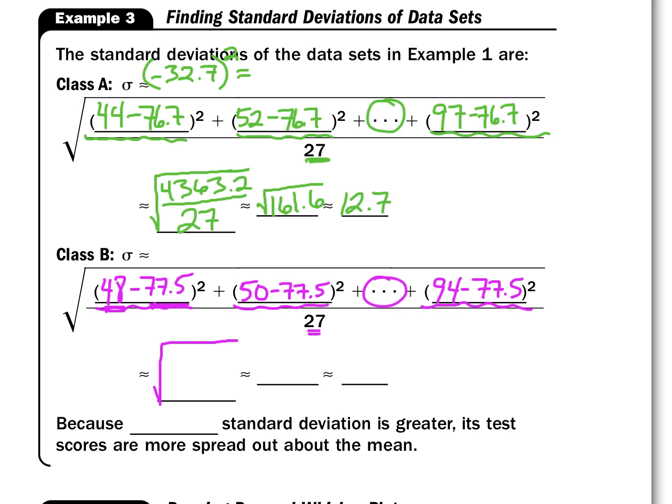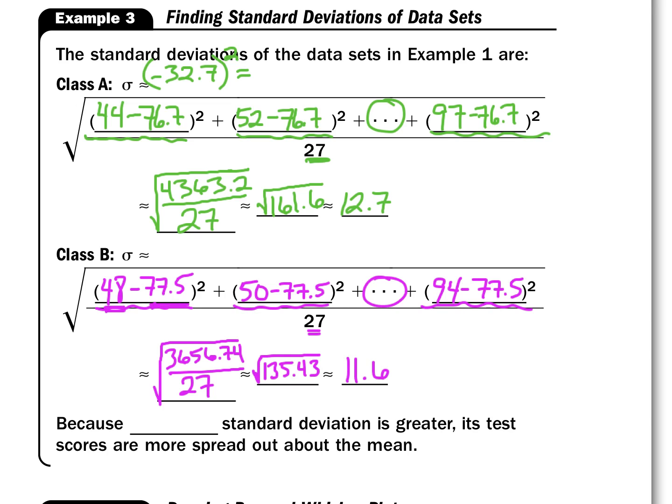Okay. So your total for the squares of the differences of all of the terms and the mean for class B is 3,656.74. You might get 0.74, 0.75, depending on where you rounded each of these, but you should get somewhere in that neighborhood. Over 27, that gives us a square root of approximately 135.43, which gives us approximately 11.6.